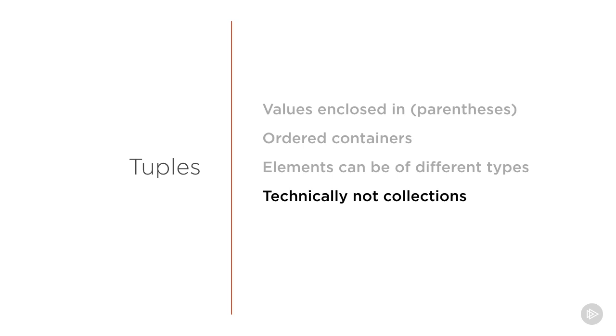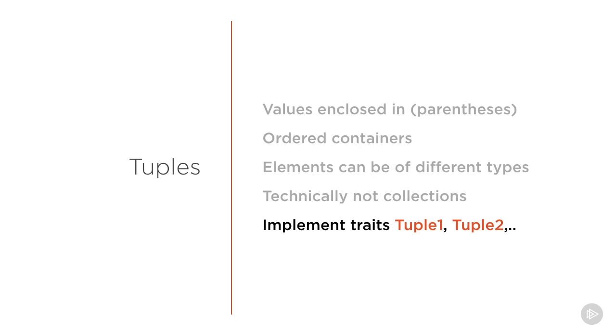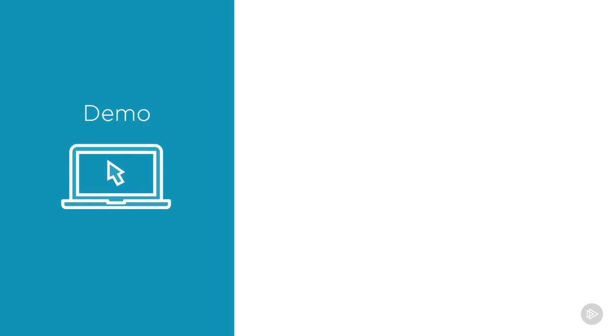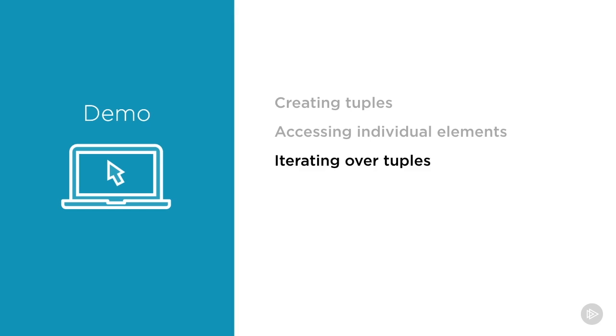Tuples are not technically collections. All collections in Scala and in Java implement the interface iterable. Tuples do not. Rather, tuples implement a set of traits, Tuple1, Tuple2, and so on, based on the number of values in the tuple. Let's jump into a demo in which we will demonstrate creating and using tuples, accessing the individual elements of a tuple, iterating over a tuple, and passing a tuple into a function.